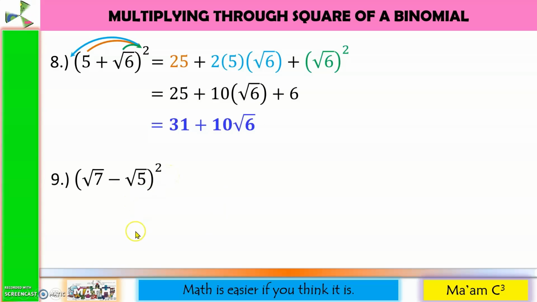Next one, once again, let us square the first term. So this is square root of 7 squared. And then we copy the sign of the middle term. We bring down 2.